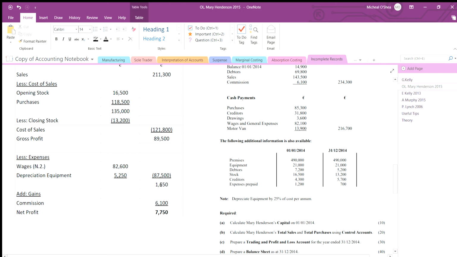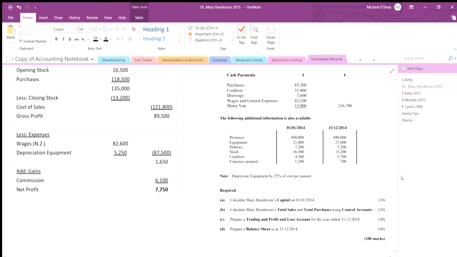So I add that to my 1650 and I have a net profit of 7750. Again, total sales, total purchases, these are my two stock figures. I take away my two expenses and I add my gain figure, and I have my net profit figure. So I can go to my balance sheet now, and we've done our balance sheet down here.